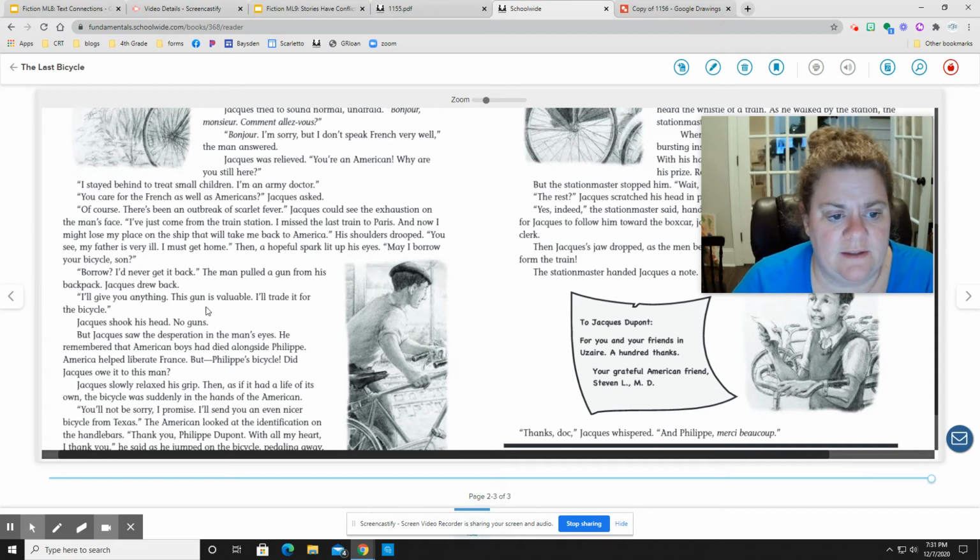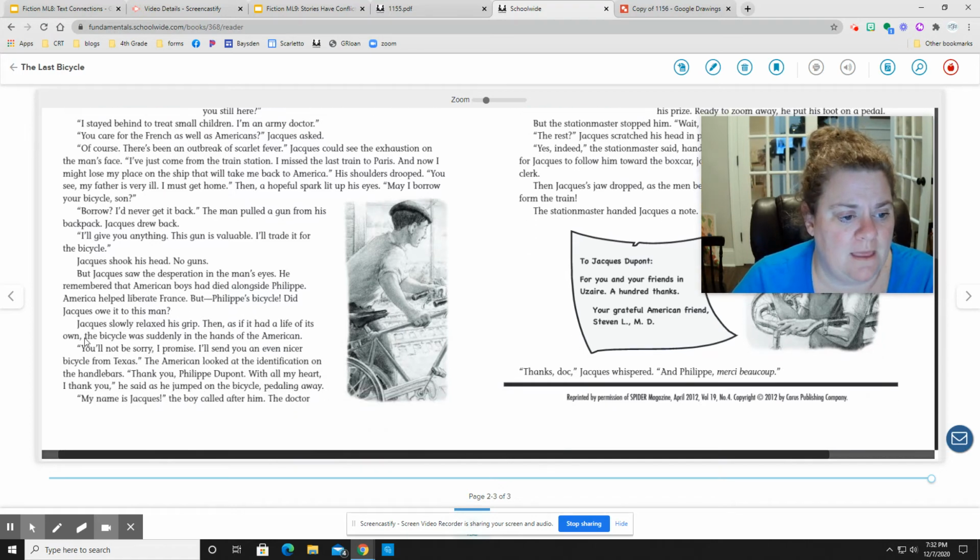I'll give you anything. This gun is valuable. I'll trade it for the bicycle. Jacques shook his head. No guns. But Jacques saw the desperation in the man's eyes. He remembered that American boys had died alongside Philippe. America had helped liberate France. But Philippe's bicycle? Did Jacques owe it to this man? Jacques slowly relaxed his grip. And then, as if it had a life of its own, the bicycle was suddenly released to the hands of the American. You'll not be sorry, I promise.